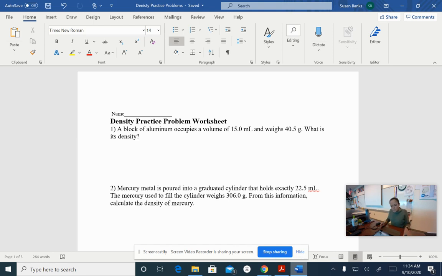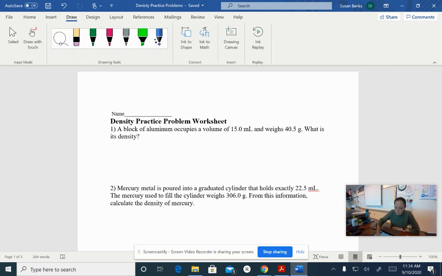So a block of aluminum occupies a volume of 15 mils and weighs 40.5 grams. What is the density? So the thing that we have to remember here is that density is mass divided by volume. So we're going to just plug in this formula right here. Density is mass divided by volume. So if we think of this, mass is always in the metric system done in some kind of grams, whether it's milligrams or kilograms or whatever. So we have our mass of 40.5 grams.